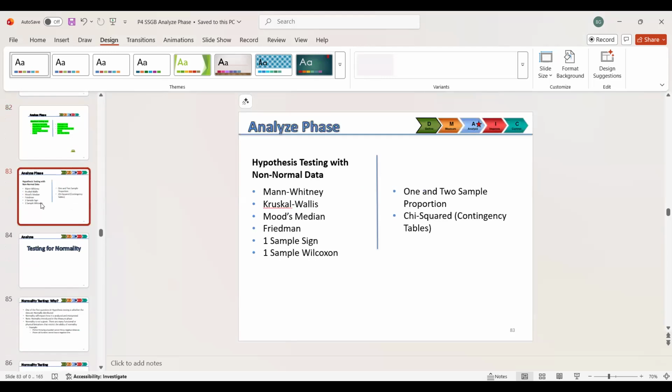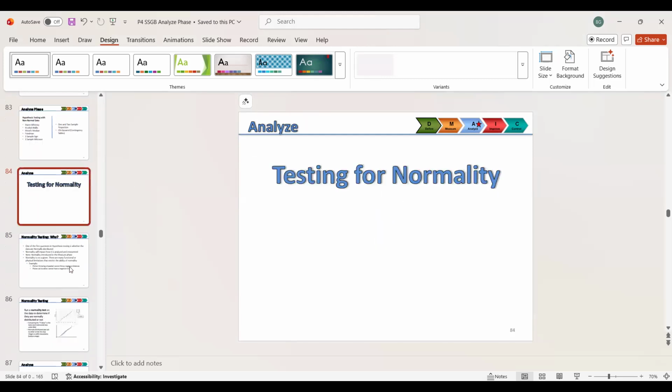And then next week, there's no homework next week, but we're going to get into hypothesis testing with non-normal data and also with discrete data. All right, so let's talk about normality testing real quick.